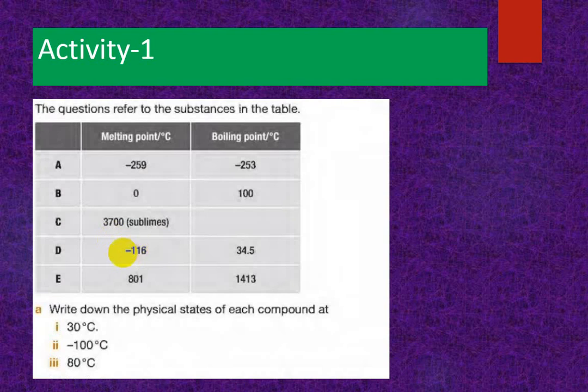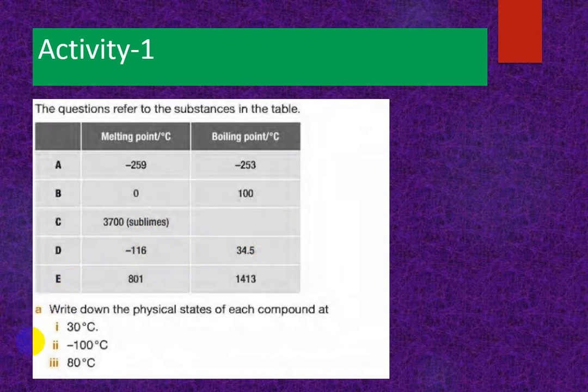D? Okay, who said D? It is liquid. Minus 100 is in between minus 116 and 34.5. It is between the melting and boiling points. Have you understood? It is between this range, minus 100. Hello student, have you understood? It is between the melting point and boiling point, so it is liquid. Hello? Have you understood? Okay.